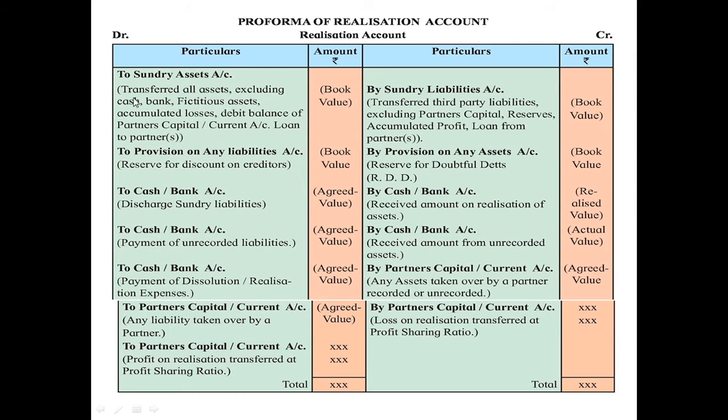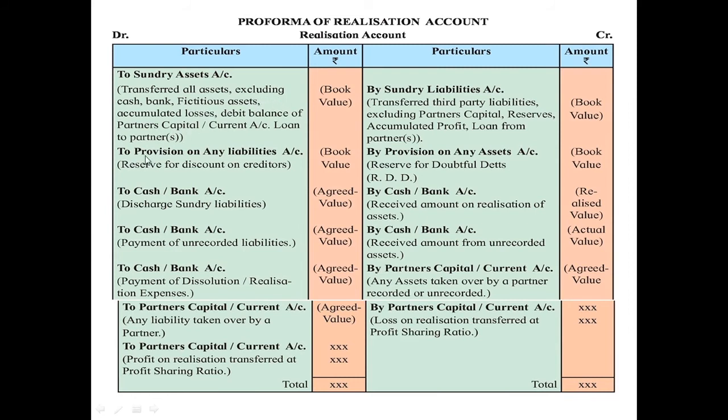So here I will repeat again that all the sundry assets are transferred on the debit side of the realization account, excluding cash or bank or fictitious assets like formation expenses or accumulated loss like debit balance of profit and loss account, debit balance of partners' capital or current account. Loan to partners will not be transferred on the debit side of the realization account.